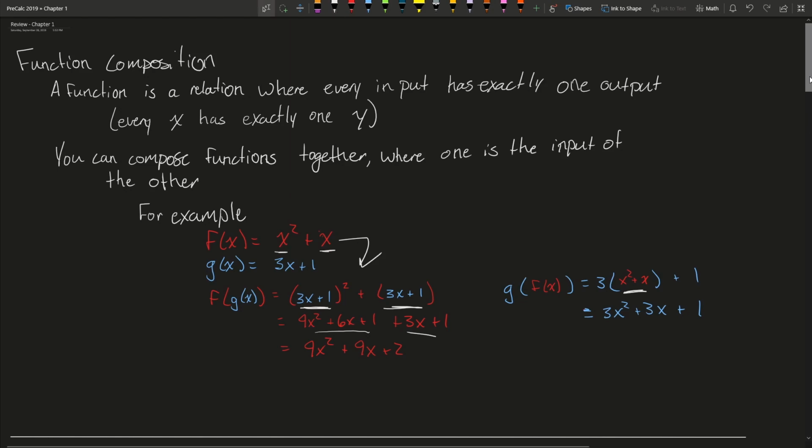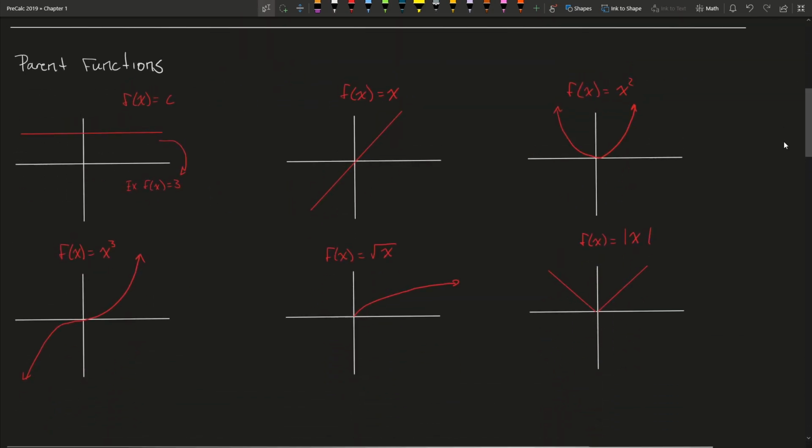The next thing we went over was the parent functions, just in general. So these 6 parent functions I'm expecting you to know. The first is f of x is equal to a constant. If this is the case, we just have a horizontal line shown in red. The second parent function is f of x equals x, which again is shown in here. You are most used to this looking like y equals mx plus b.